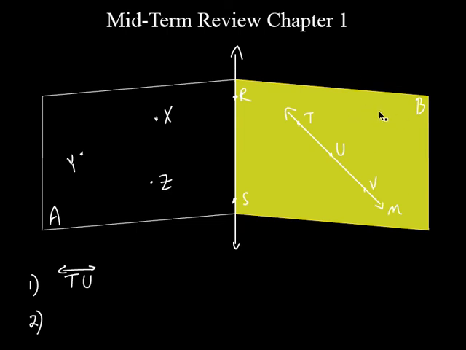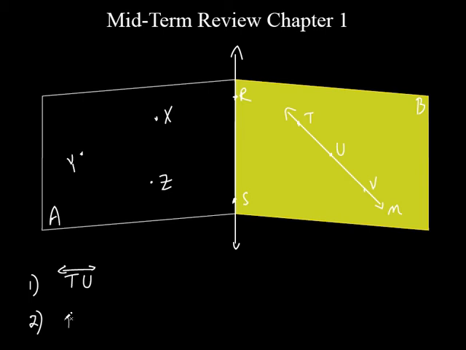Alright, this plane right here, that's plane B. It says name 3 points on plane B. So, let's go back to this again. Alright. Just name 3 points. It doesn't have to be T, U, and V, but you could.